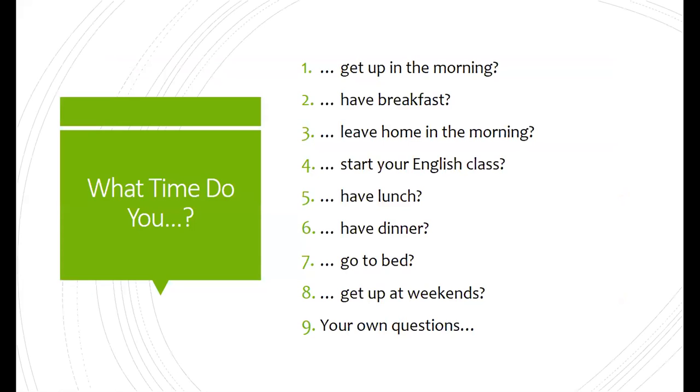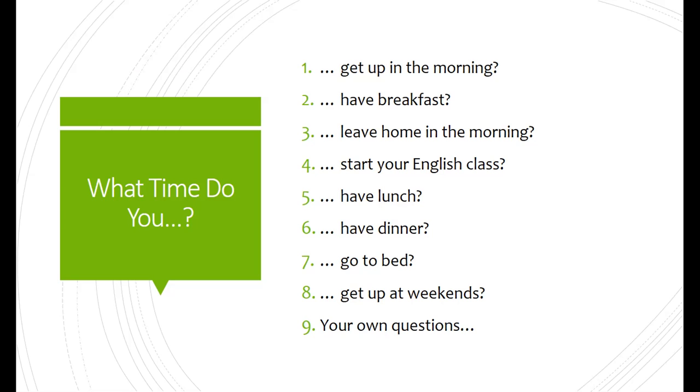So, we are going to be practicing with the following questions. You can see that I have 8 questions. And number 9 says that you are going to create your own questions. So, for example, what time do you get up in the morning? Or what time do you have breakfast? What time do you leave home in the morning? What time do you start your English class? What time do you have lunch? What time do you have dinner? What time do you go to bed? What time do you get up at weekends? And your own questions.